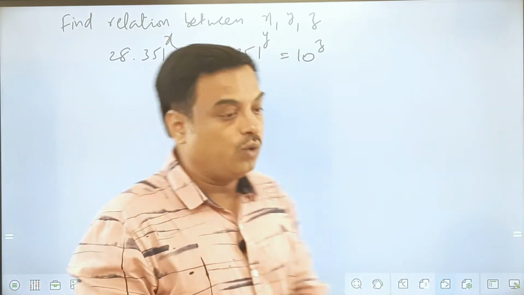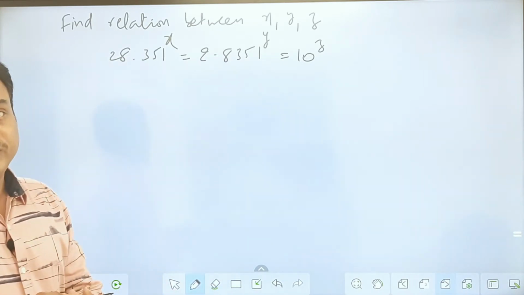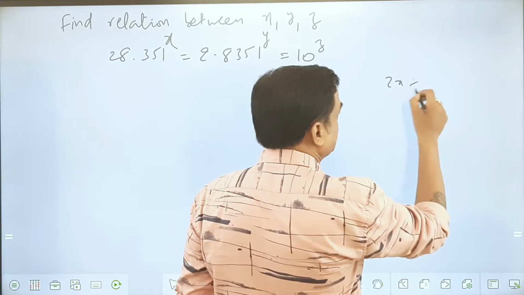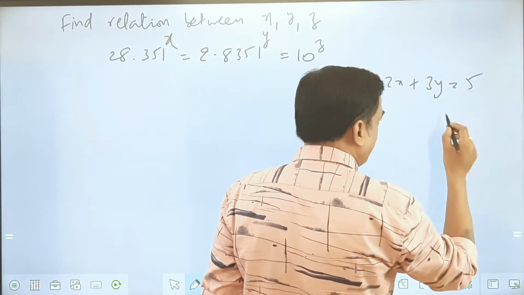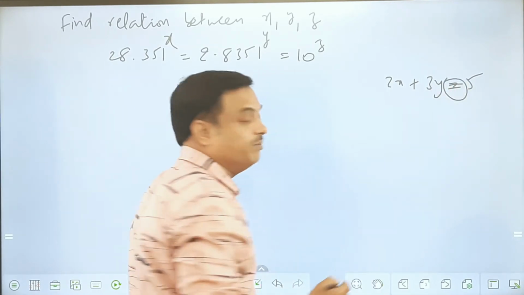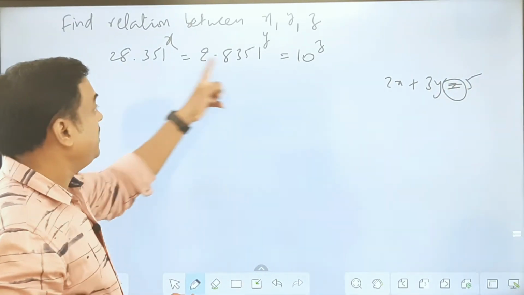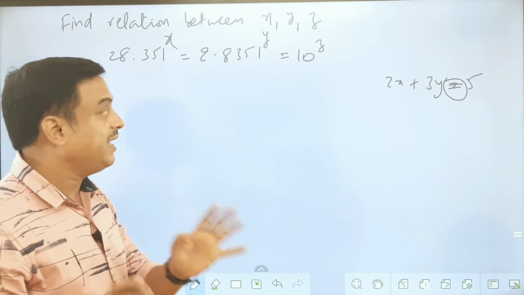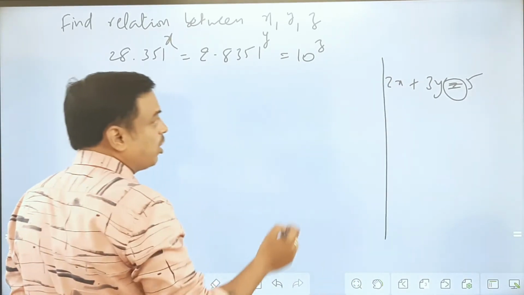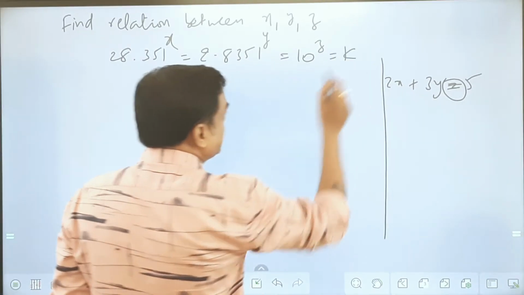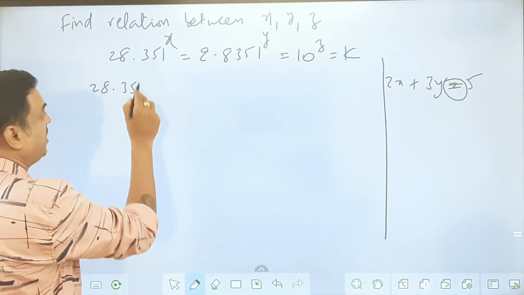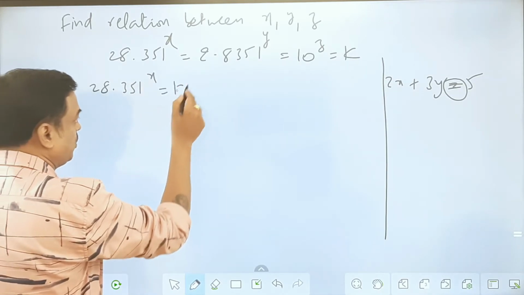Can you call this an equation? If you remember what you can call an equation, suppose it is 2x plus 3y is equal to 5, then this is called an equation. An equation will have only one equal to symbol. You have multiple equal to symbols here, so this is not an equation, and directly we cannot compare anything here. So what we normally do here is consider this as k. So 28.351 to the power of x is equal to k.